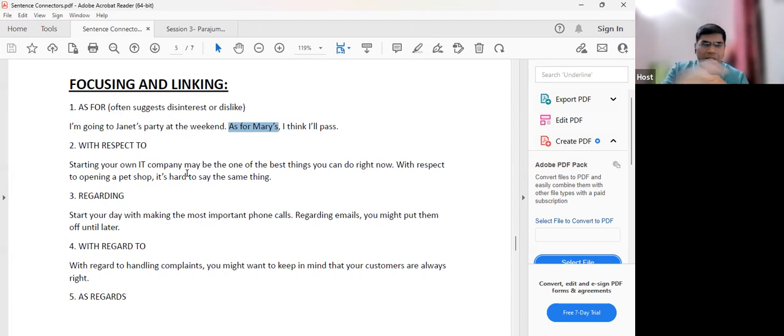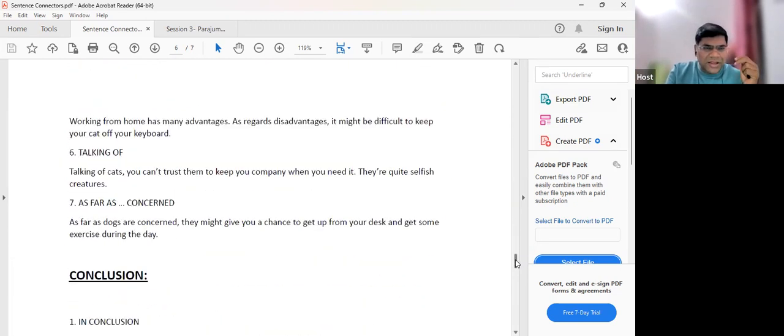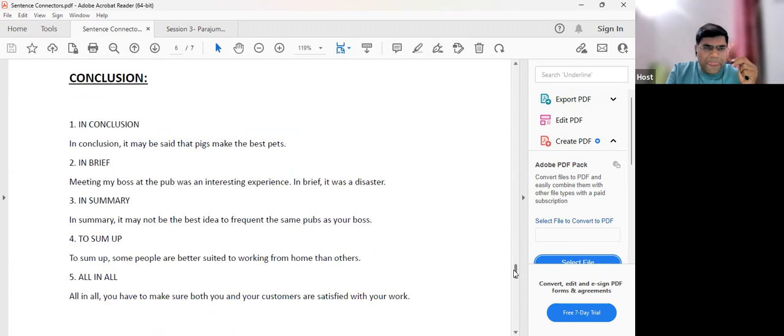So you're linking two ideas. Starting your own IT company may be one of the best things you can do right now. With respect to opening a pet shop, it's hard to say the same thing. So you can do this, but with respect to this, it is hard to say the same thing. These are all less used examples. Conclusion is important.